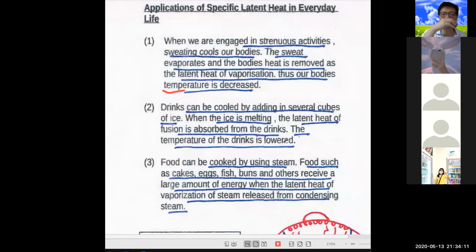You put ice inside the hot coffee. So what happens is the ice must melt, you know. When the ice melts, it will absorb the heat, absorb latent heat of fusion from the hot coffee. That's why the coffee cools down. Understand? Yeah? Do you understand?